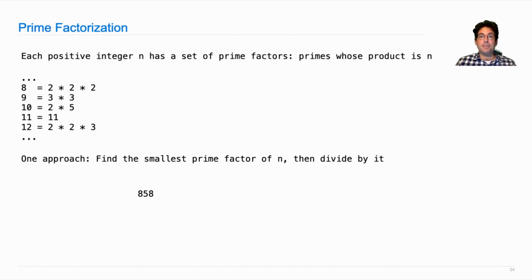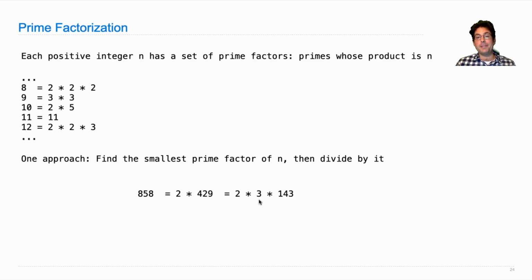So here's some number. Let's say we want to find the prime factorization for it. Well, we just start looking for primes that divide into it evenly. It's an even number, so 2 divides into it, leaving us with 429 left. What are the prime factors for this? Well, 2 doesn't divide evenly into this because it's an odd number, but 3 does. So 858 is 2 times 3.